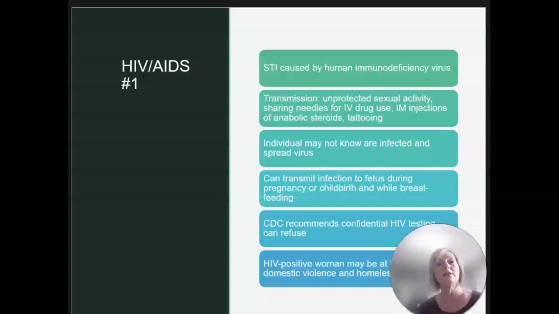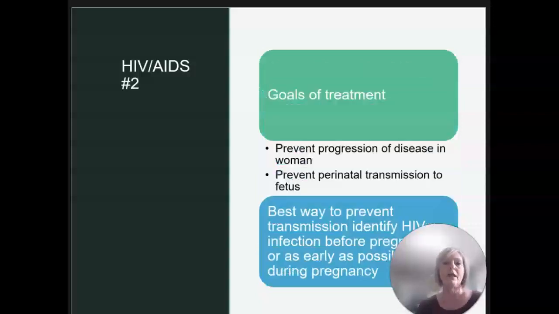So if mom is positive, a lot of times we treat the baby after exposure so that hopefully the baby doesn't get it. Moms are not to breastfeed if they're HIV positive. The CDC recommends the testing, but they can refuse. Most people don't. So just always keep that in your mind.